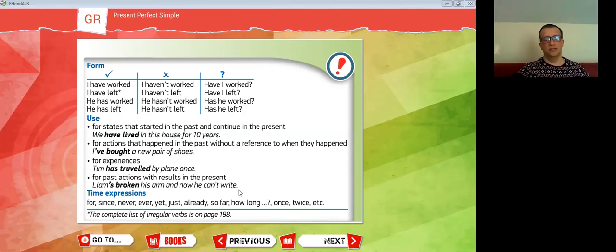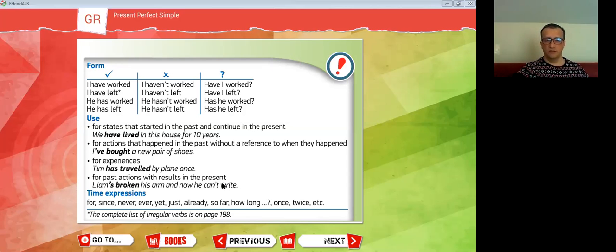I can see Liam's arm, and his arm has got a bandage on it. So I can see that the situation is still going on. So there is a present result.